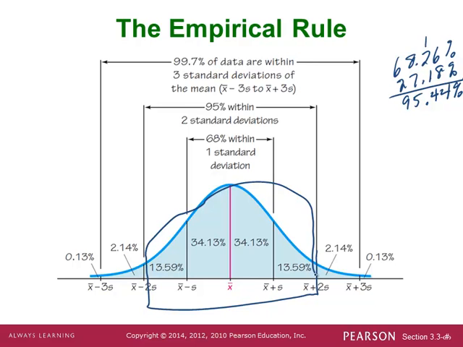So that means that a little over 2% of the population is below 2 standard deviations below the mean, and a little over 2% of the population / distribution is above 2 standard deviations above the mean.